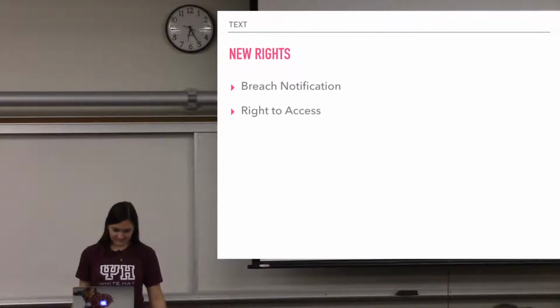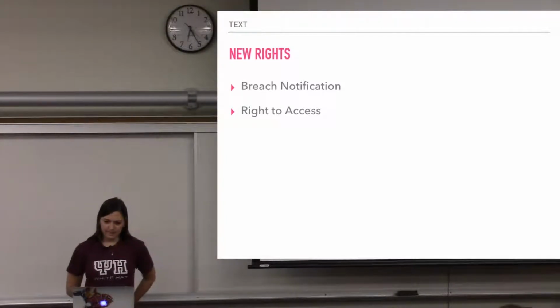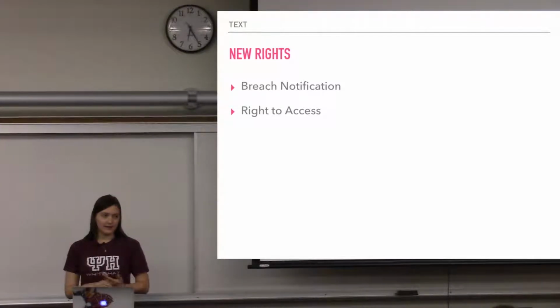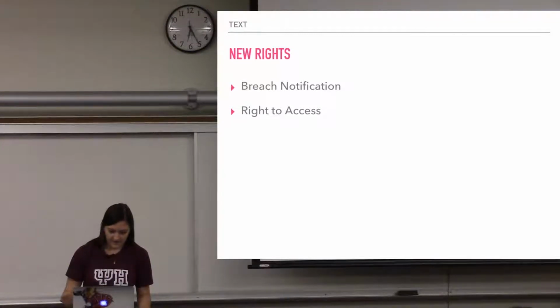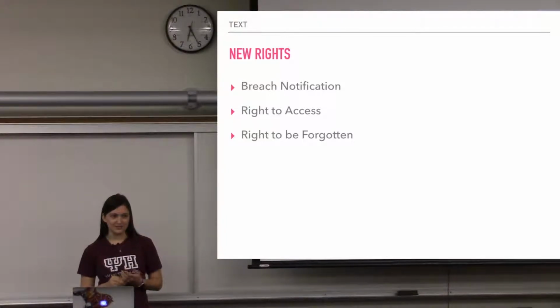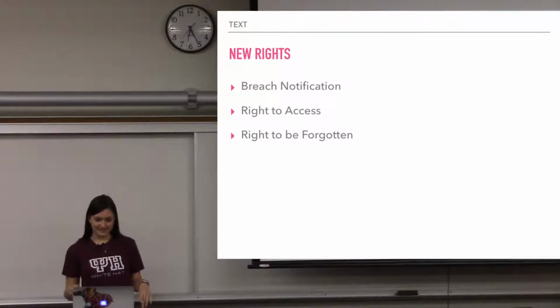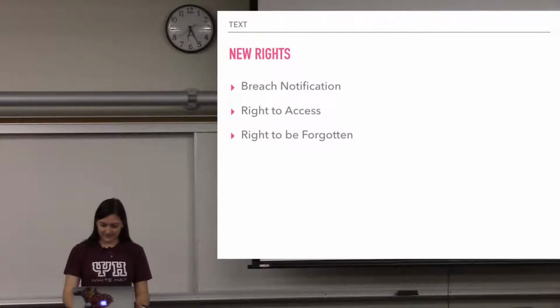The right to access. So if you gave someone data, they have to tell you how and why the data is accessed and what data they have. The right to be forgotten. I'll talk about this a little bit more later, but this one's really interesting. It's the right to erase all of your data that somebody has. And this one, there's a few snags in it that are really interesting.